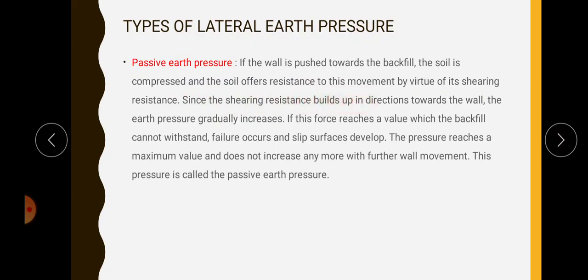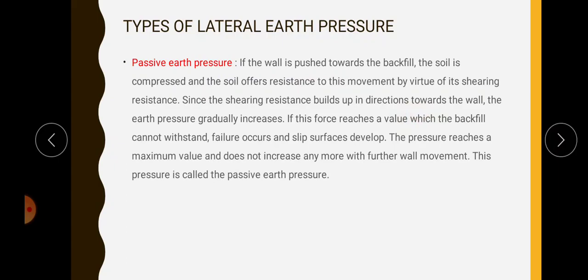So for this compression, soil will have a resistance. In order to prevent this compression, soil will develop resistance by virtue of its shearing resistance. Since the shearing resistance builds up in direction towards the wall, what happens? The earth pressure gradually increases, because here the retaining wall is moving towards the backfill. So the earth pressure increases.